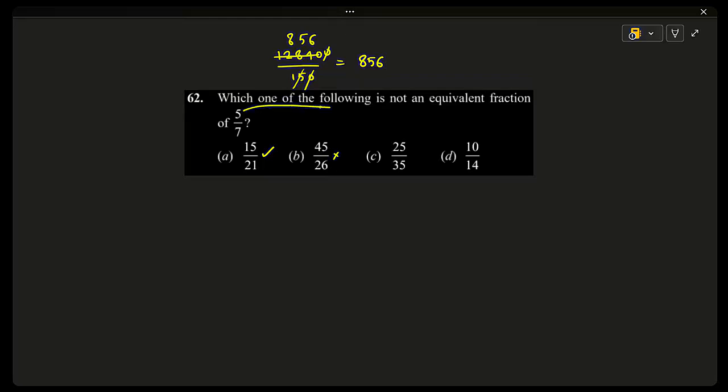So 5 multiplied by 5 is 25. 7 multiplied by 5 is 35. Matching. So it is the equivalent fraction. 5 multiplied by 2 is 10, 7 multiplied by 2 is 14, matching. So this is also an equivalent fraction, but they're asking not an equivalent fraction. So we have to choose option B. 63.